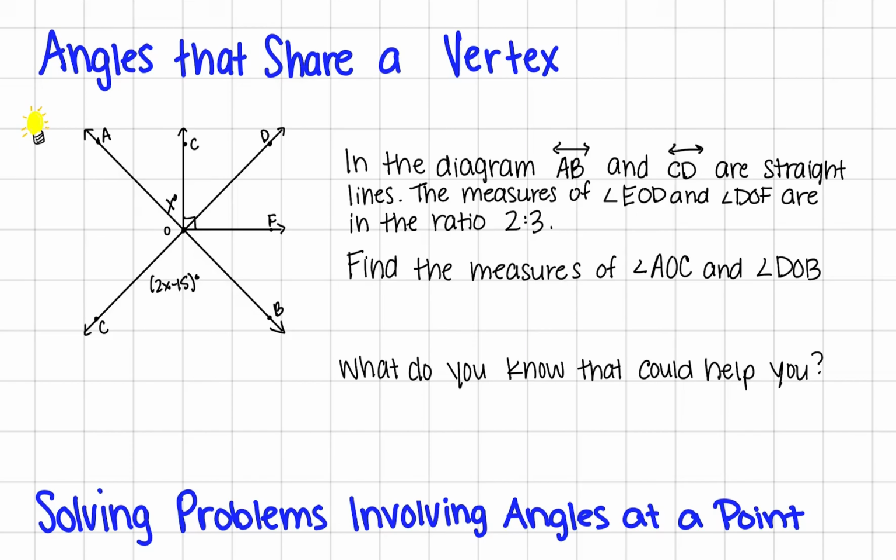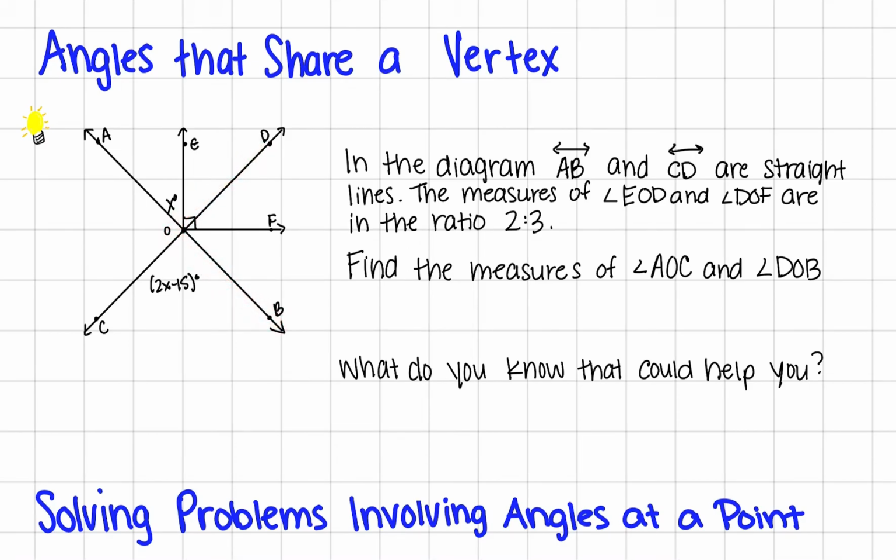Okay, let's get our juices flowing and thinking about geometry. So in the diagram, AB and CD are straight lines. The measures of EOD and DOF are in the ratio of 2 to 3. Find the measures of AOC and DOB.